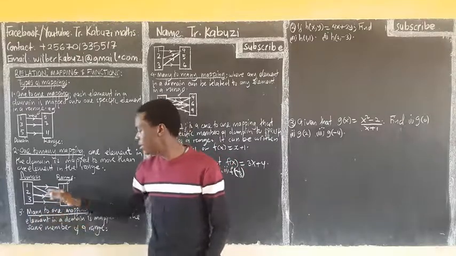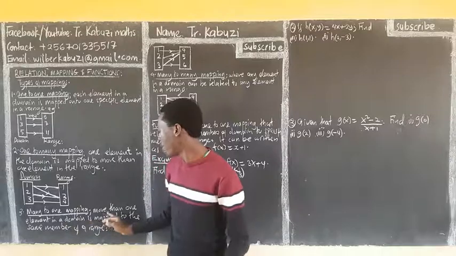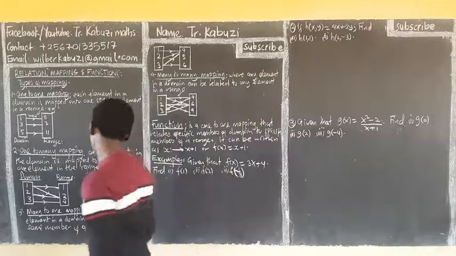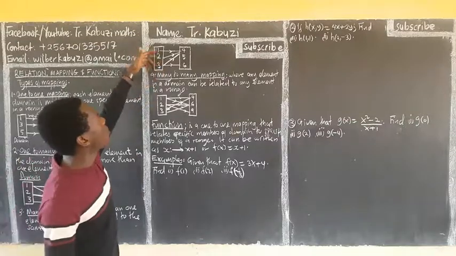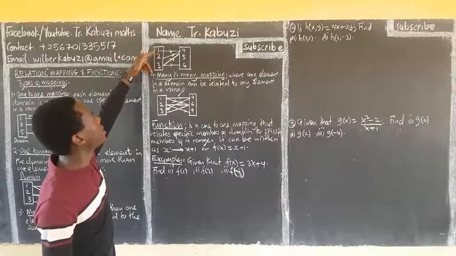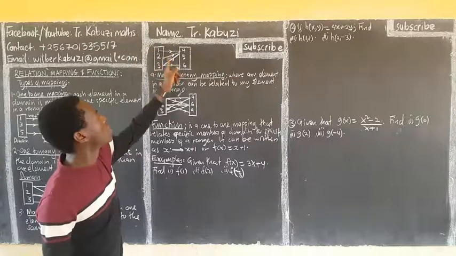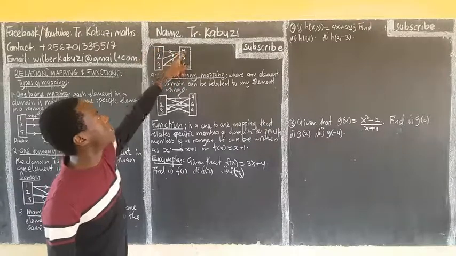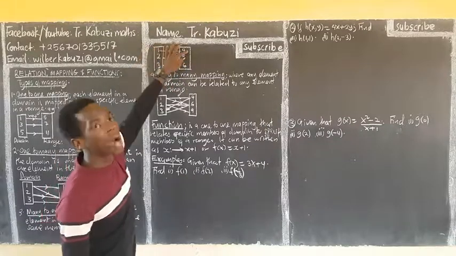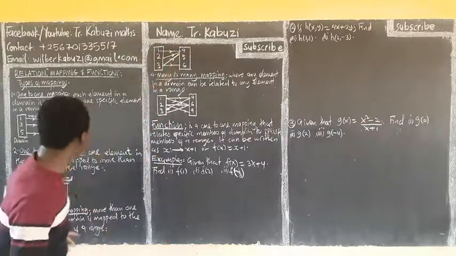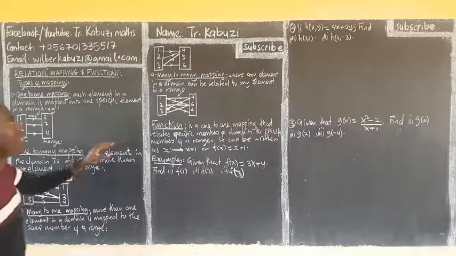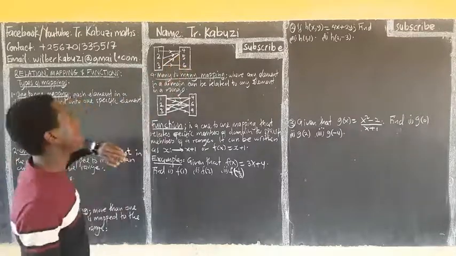This is domain to range. Here, more than one element in the domain is mapped to the same member of the range. So these three are mapped to the same one. Many are mapped to one, as you see. Here it was one to many; here it is many to one. They are converging to one like this.